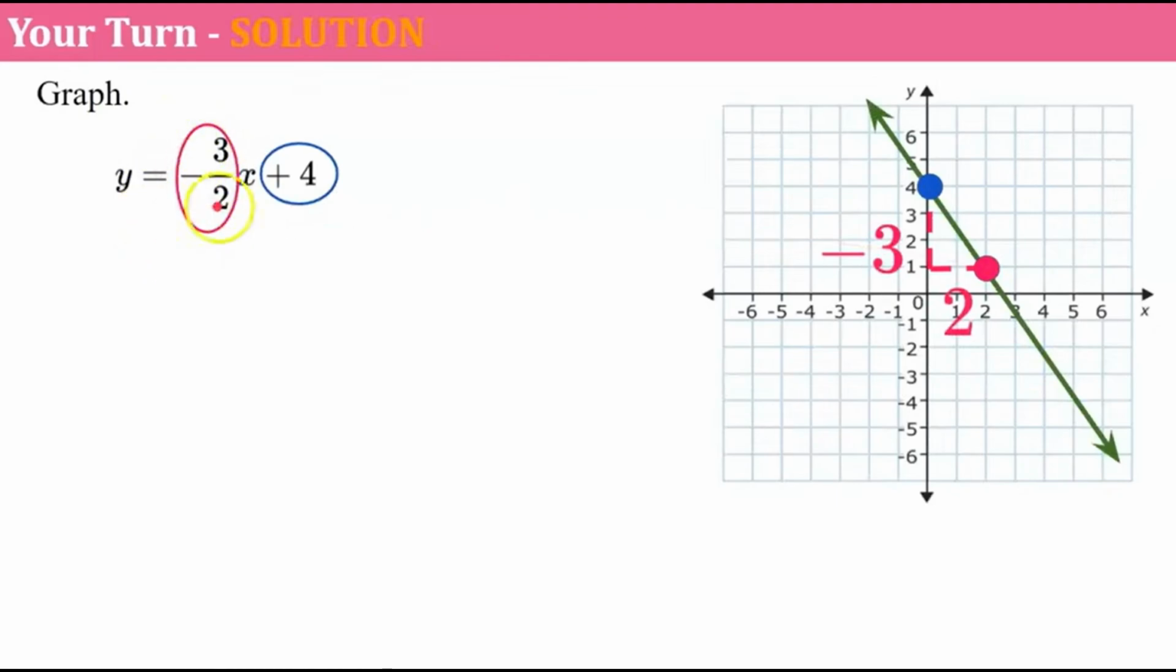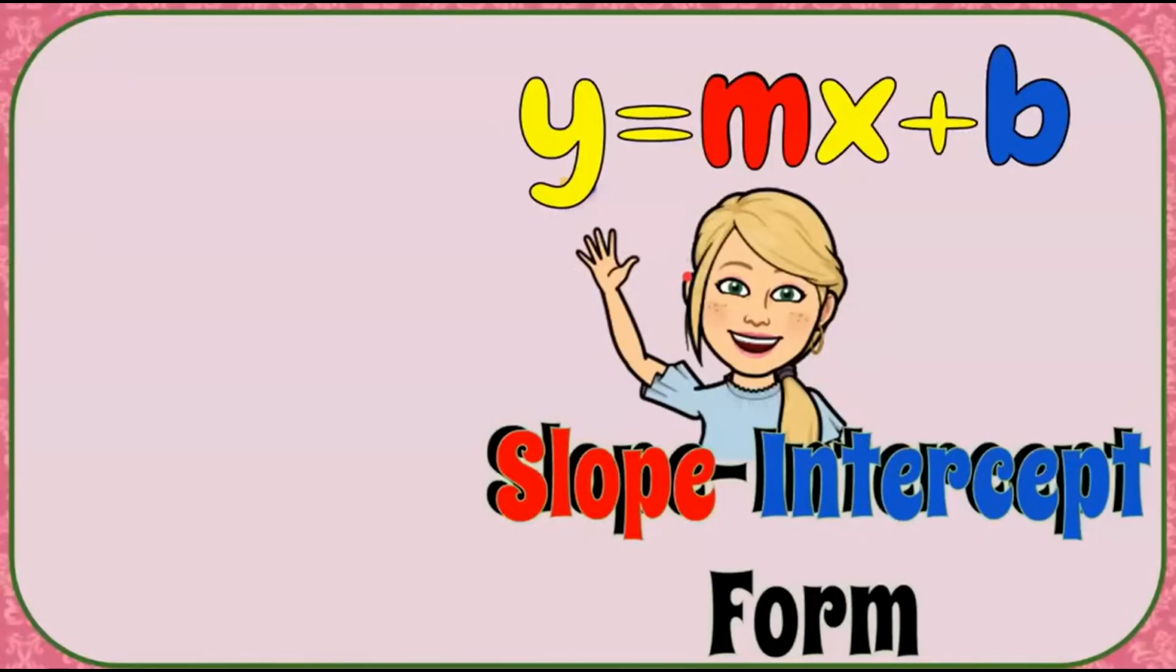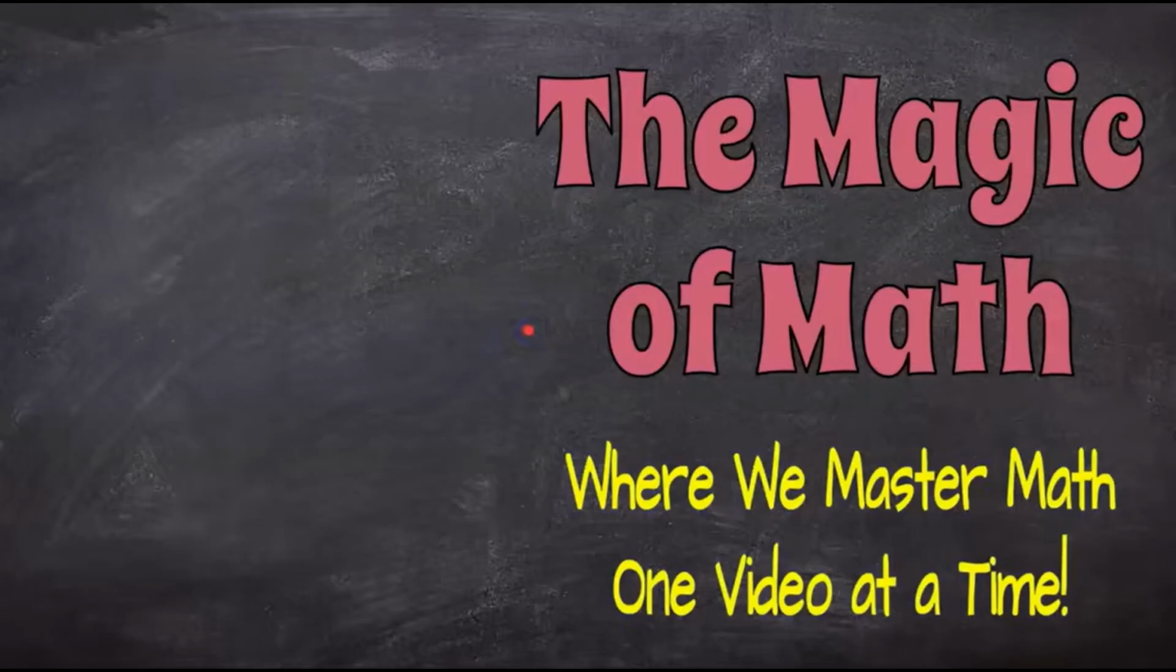So if our slope is negative, remember it's falling left to right. So it crosses the y-axis at 4, and it has a slope of -3/2. So there you have it. That is how you understand and interpret slope-intercept form, identifying your slope and your y-intercept, and how to use it to graph the line.